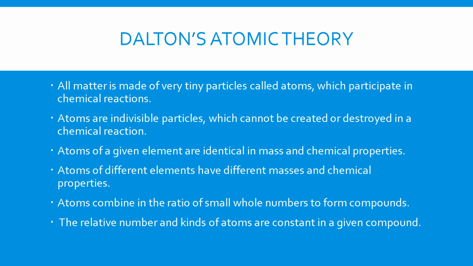According to Dalton's atomic theory, all matter is made up of very tiny particles called atoms, which participate in chemical reactions. Atoms are indivisible particles, which cannot be created or destroyed in a chemical reaction. Atoms of a given element are identical in mass and chemical properties. Atoms of different elements have different masses and chemical properties. Atoms combine in the ratio of small whole numbers to form compounds. The relative number and kind of atoms are constant in a given compound.